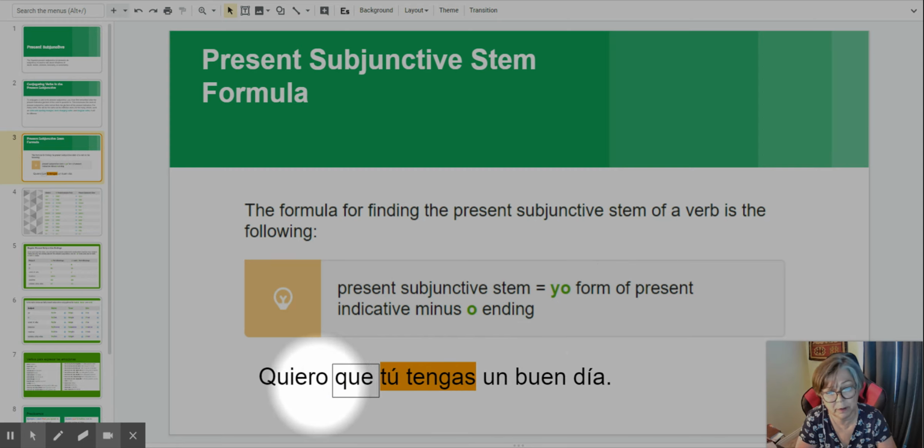The verb before the que is conjugated in the normal form in the present tense, and then it has to be followed by que, and that means you're trying to influence the person that comes after that. So this is the two forms. I'm trying to influence you into having a good day.